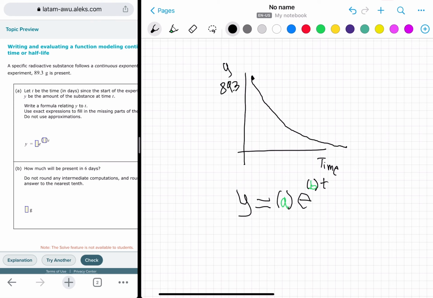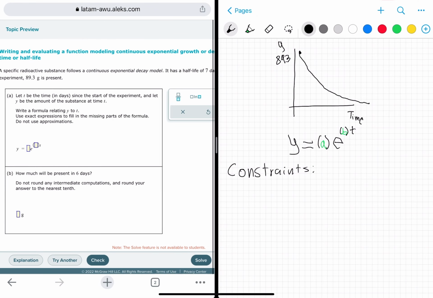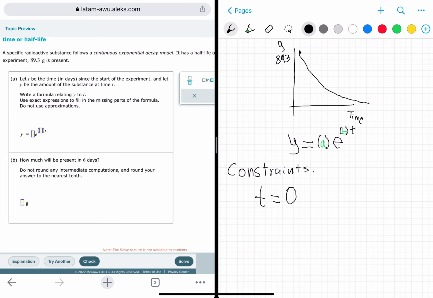How are we going to find them? So let us look at the constraints that we are given in the problem. We have a few constraints here. First, we are told that when the time is 0, here you can read at the start of the experiment 89.3 is present. That means that when time t is 0, y is 89.3. That is a first constraint that we can get from the description.